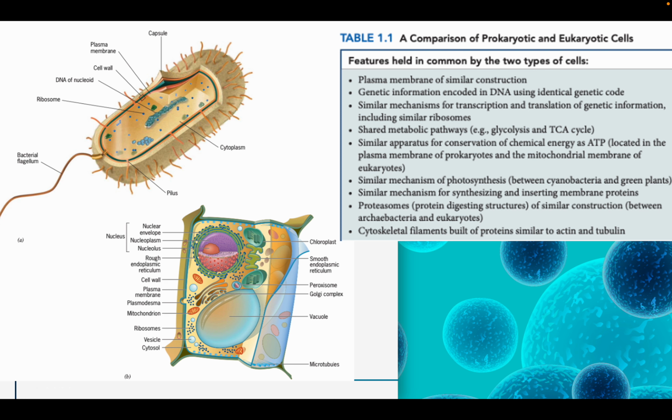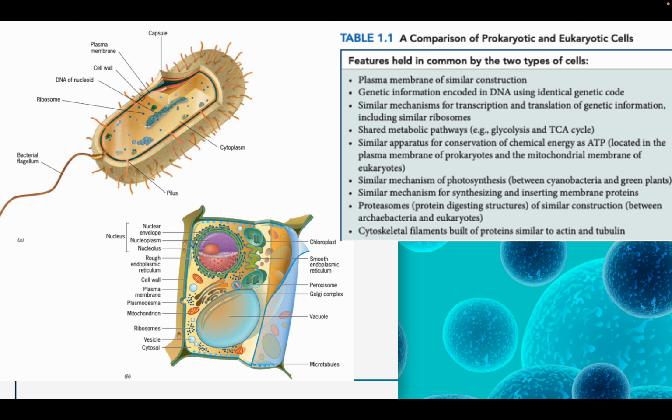Both of them also have DNA or genetic material. What is the meaning of DNA? Deoxyribonucleic acid. In prokaryotes, the DNA is located in a region called the nucleoid, which is not enclosed by a membrane. In eukaryotes, the DNA is where? It is enclosed within a membrane-bound nucleus.